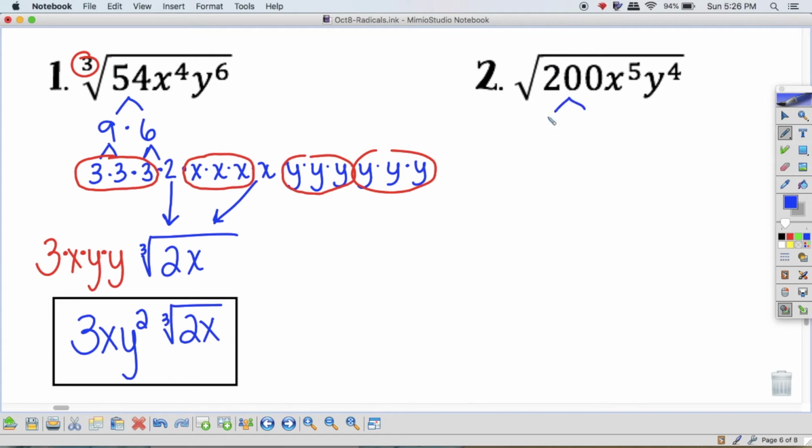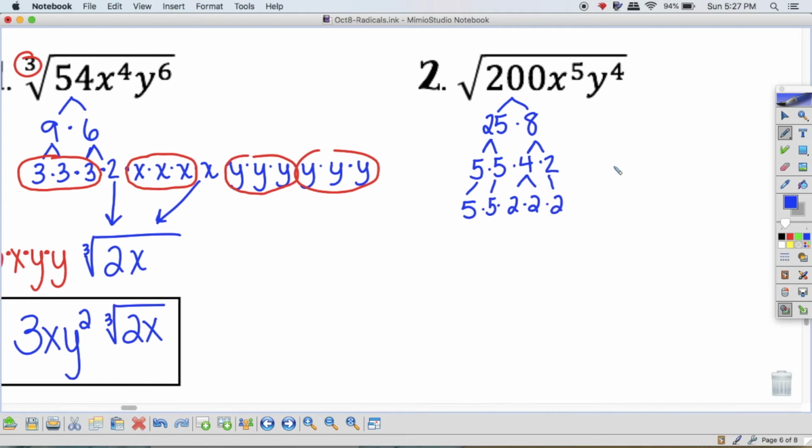Okay, I could break this down. Let's do 25 times 8. But there are several ways you could break down the square root of 200. 25 breaks down into 5 times 5. 8 breaks down into 4 times 2. Okay, I could break the 4 down. Make sure you bring everything down into a nice line.